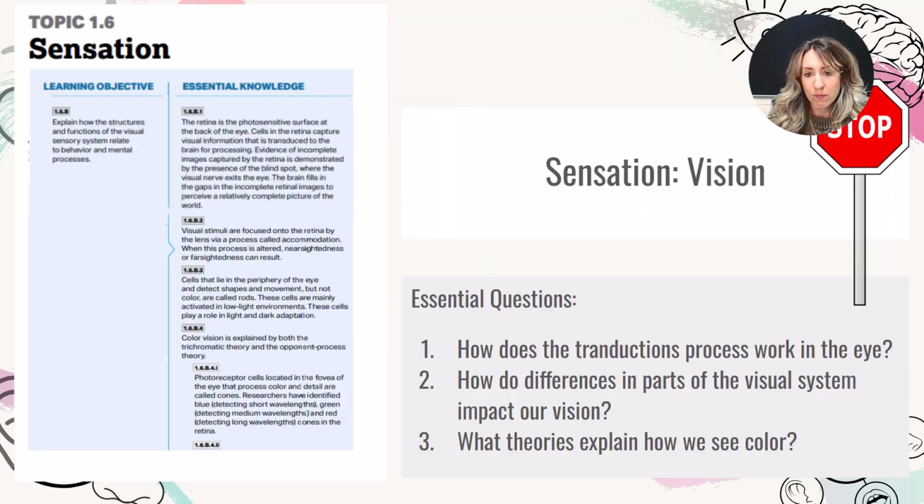So today we've talked about transduction, we talked about differences in our visual system, and we went over the trichromatic and opponent process theories of color. So make sure you can answer these essential questions before you stop the video.